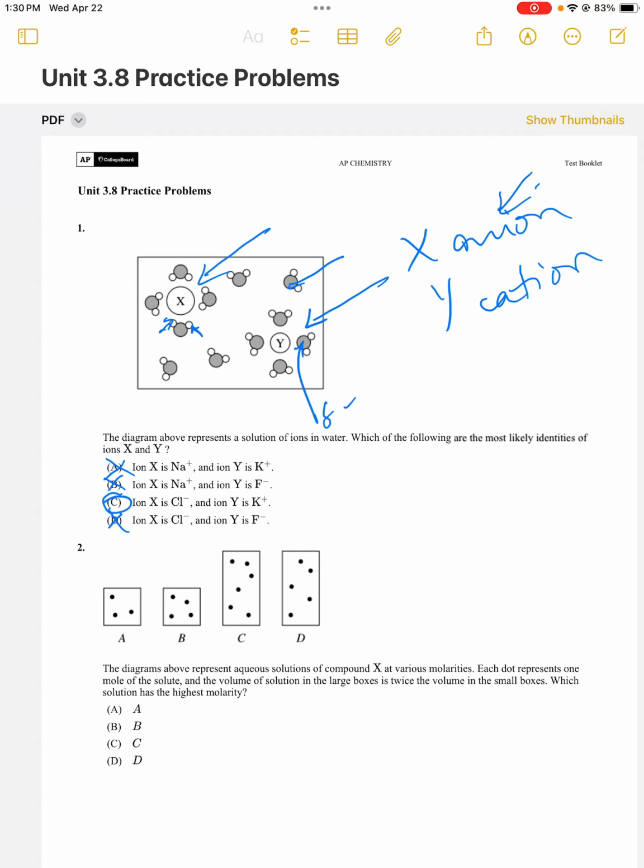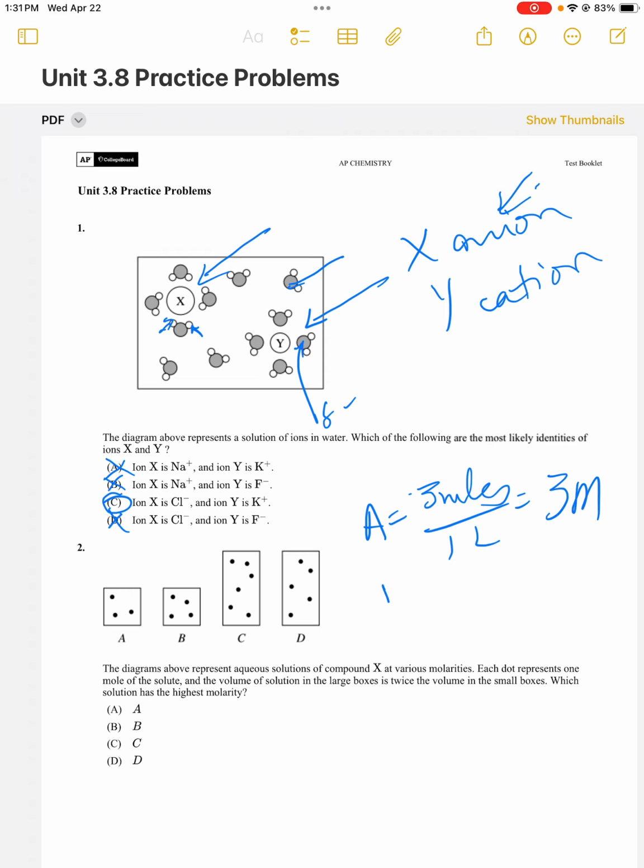Okay. The diagrams above for number 2 represent aqueous solutions of compound X at various molarities. Each dot represents 1 mole, and the volume of the solution in the large boxes is twice the volume in the small boxes. Which solution has the highest molarity? So I'm going to say the volume for the small boxes is 1 liter, and the volume for the large boxes is 2 liters. So for A, I've got 3 moles per 1 liter, so that's 3 molarity.